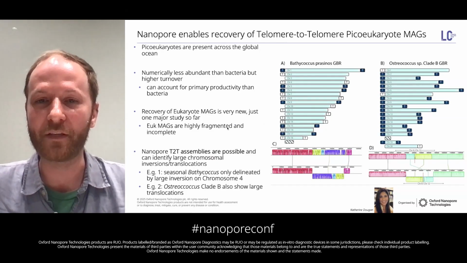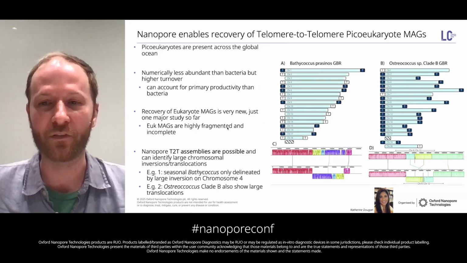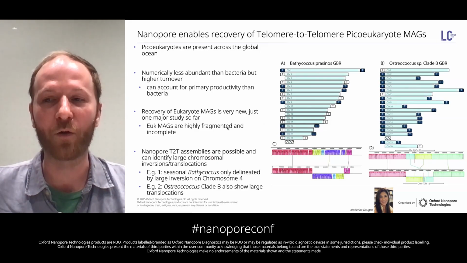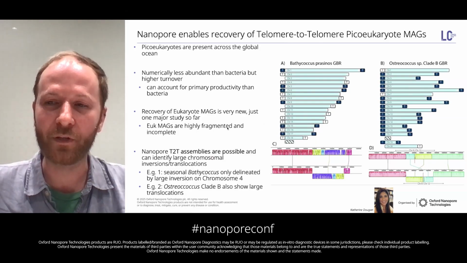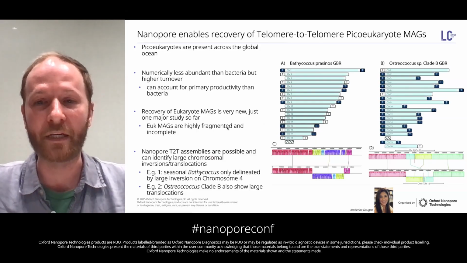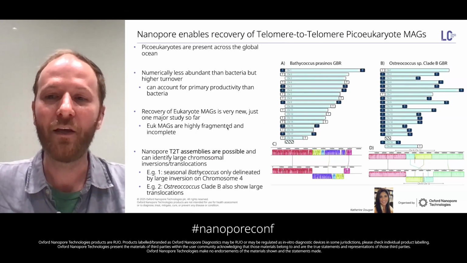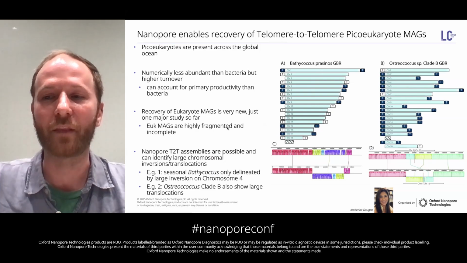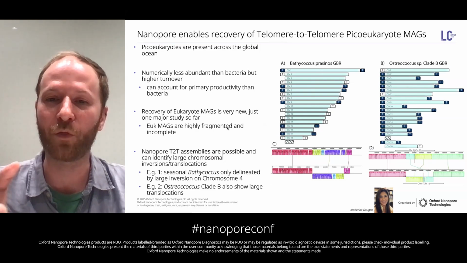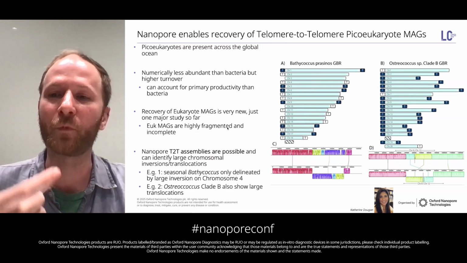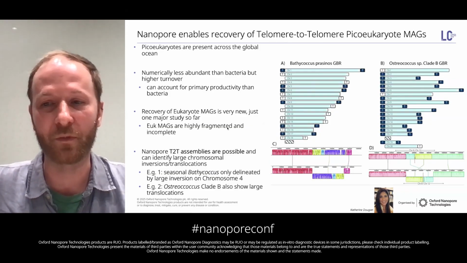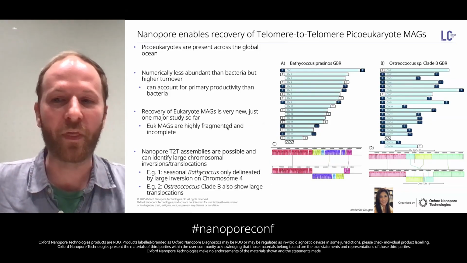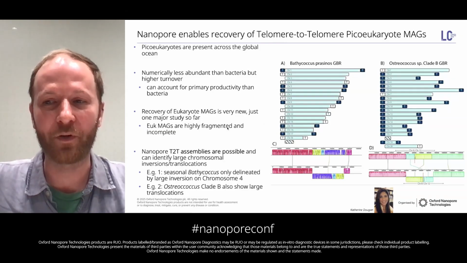And because we have these T2T assemblies, we could start to see structural variation between our reef lineages and some from the Atlantic Ocean. For example, our Ostreococcus from the Great Barrier Reef is about 99% similar by ANI to the one recovered from the Atlantic, but our version has a big 300 kb translocation from chromosome 8 to chromosome 12, which we can only see because we have full chromosome assemblies. Without that, this would mask that variation.